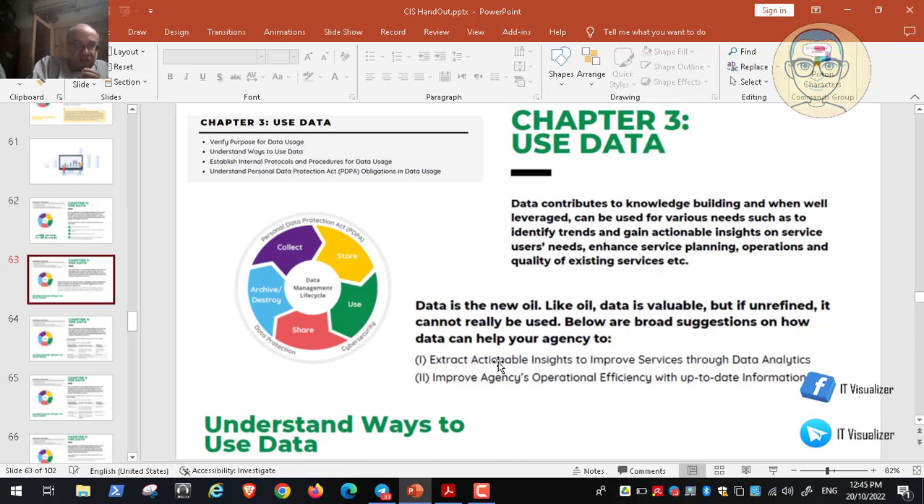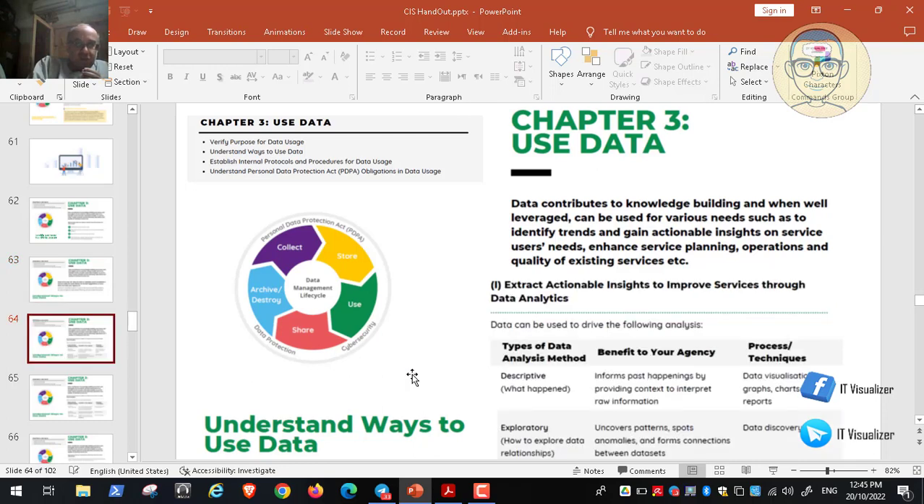So let's see how we can extract actionable insights through data analysis. Here it is giving some examples. For example, there is a certain amount of descriptive data, okay. What happened informs past happenings by providing context to interpret raw information. So you are using the data, which is used to predict what can happen in the future. So he's saying here you can use the descriptive data, which informs past happenings by providing context to interpret raw data.